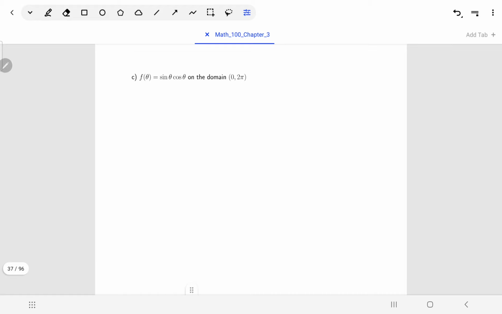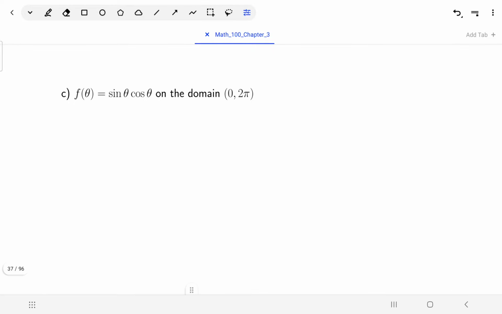Okay, one last one. We've got sine times cosine as our function. Nicely enough, it's given to us on the domain from 0 to 2 pi. So we don't have to worry about all the possible infinitely many critical numbers we might have, just the ones in that little interval. First things first, we know sine is nice and continuous everywhere. Same thing with cosine. Sine times cosine, it's two continuous functions. It'll be continuous everywhere. We know there's not going to be any discontinuities with this function.